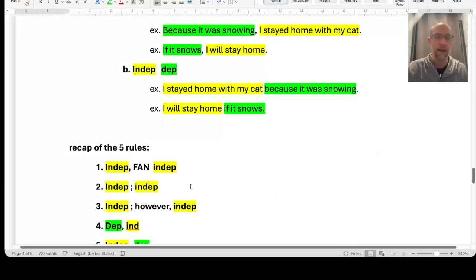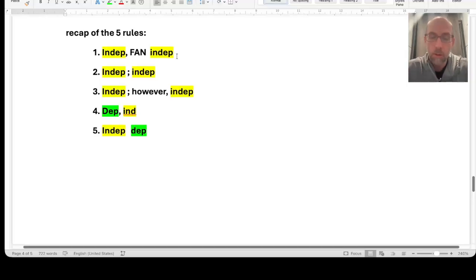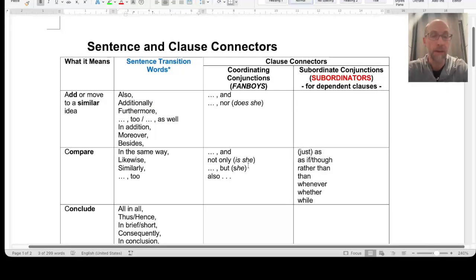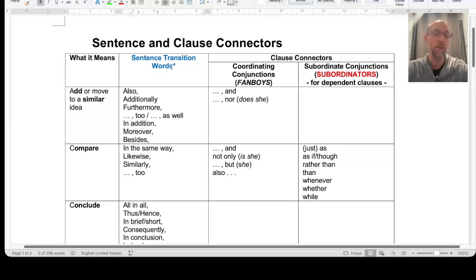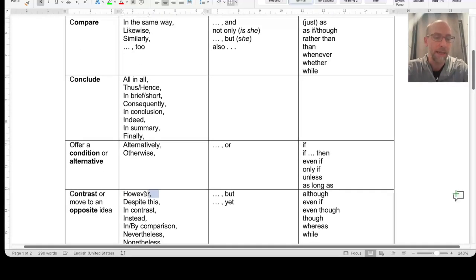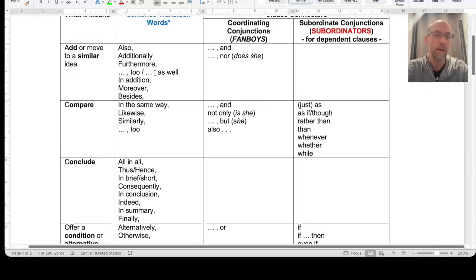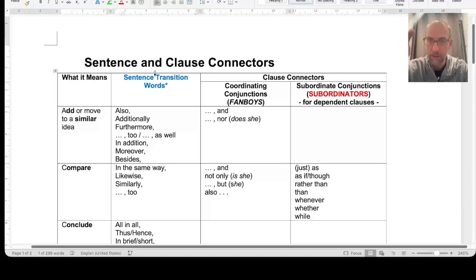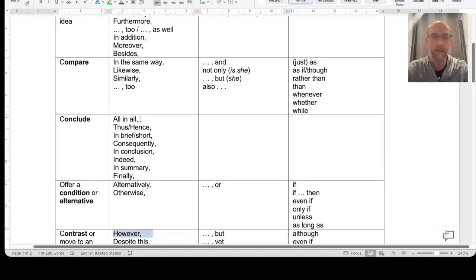Really, it comes down to these 5 rules. And one last thing that I'm going to show you and attach down below is a little 2-page chart of different connector words. I've got all of the sentence transition words. Those are the ones like "however." Those are the adverbial conjunctions. Any word in this category is used the same way, with that semicolon, however, comma. Any word in this category can be used that way, basically.